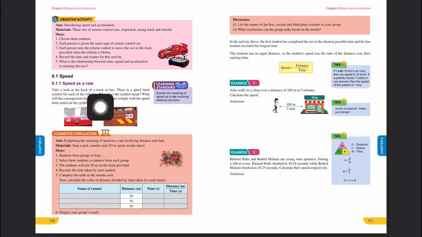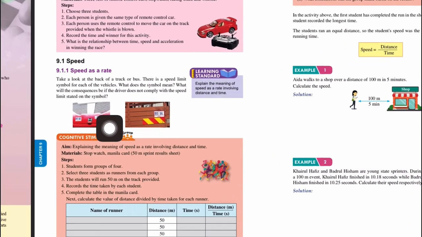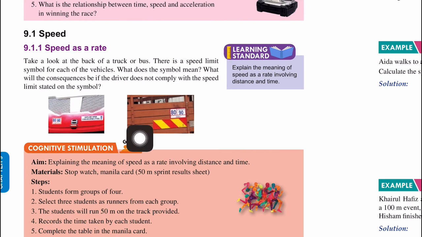Take a look at the back of a truck or bus. There are speed limit symbols for each of the vehicles. What do the symbols mean? What will the consequences be if the driver does not comply with the speed limit stated on the symbols? Saya yakin dan saya rasa semua dah pernah nampak simbol macam ni, betul? Ini sebenarnya adalah salah satu contoh rate.